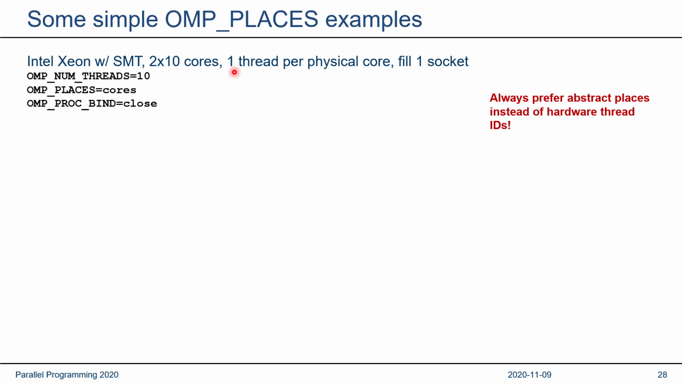So this is very similar to the situation we have on the ME cluster where we do the exercises. We want to run 10 threads, so OMP_NUM_THREADS is 10. We want to put every thread on its own separate physical core. So OMP_PLACES is set to cores, and OMP_PROC_BIND is set to close, because we want to address the first 10 physical cores in the system.